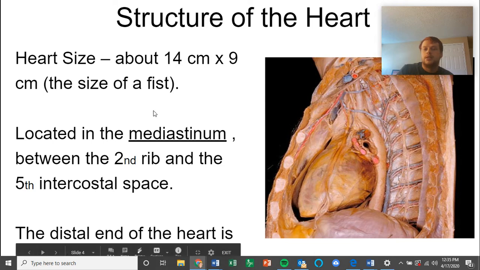And the distal end, remember distal means the part furthest away from the center, right here, is called the apex. So this guy right here is the apex.